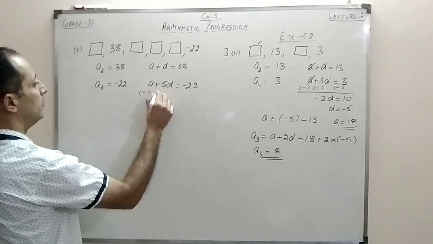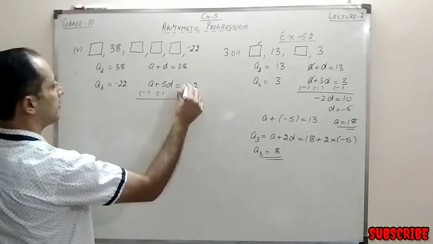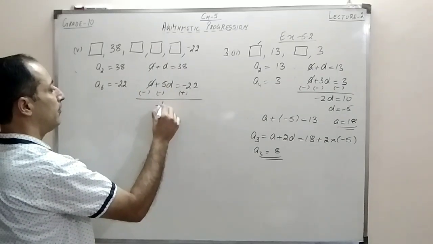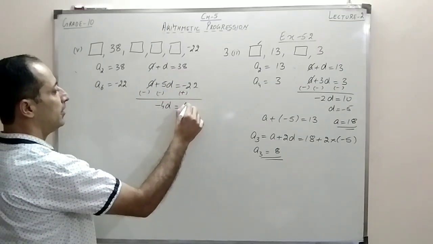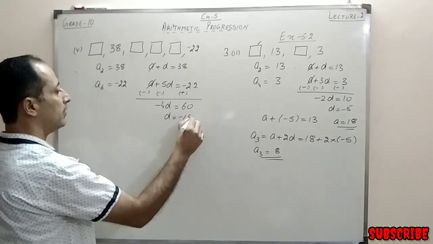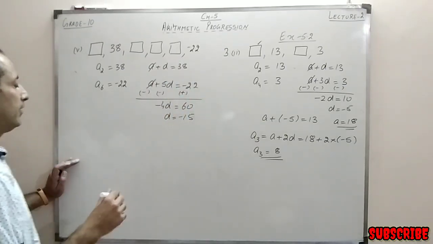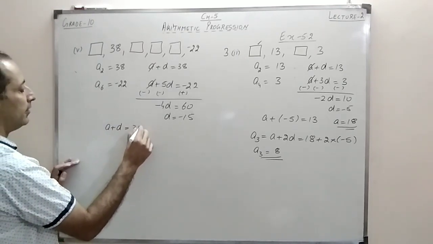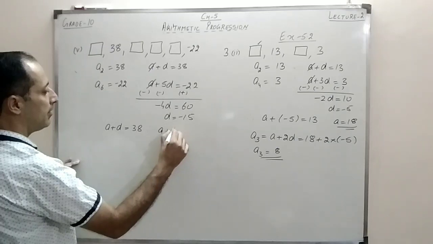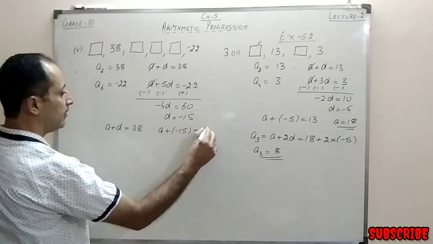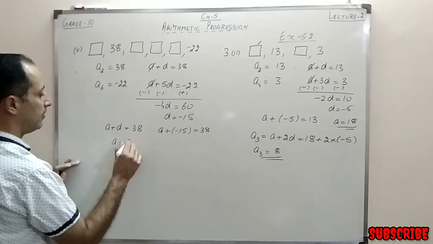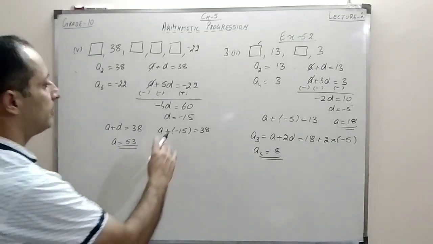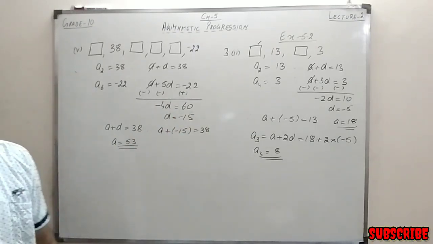We subtract these two. Signs change. This is negative, it becomes positive because we are subtracting. So this cancels. This is minus 4D equal to 60 and I get D equals to minus 15. And I put the value of D in the first, I get A plus D equal to 38. So therefore A plus minus 15 equal to 38, or simplifying you get A equals to 53. Right? So this minus 15 goes on the other side and gets added.